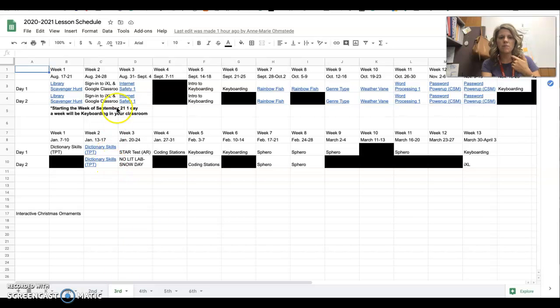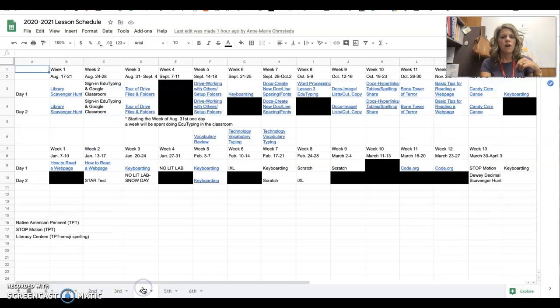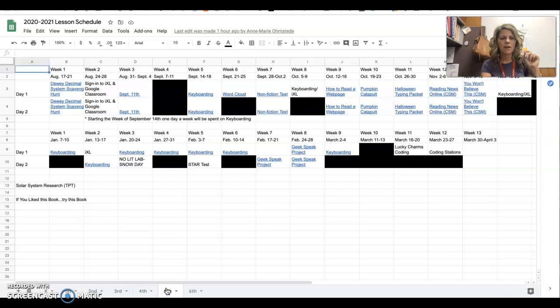So for third grade, it's the week of September 21st. One day I'll be in the library. Your second day is keyboarding in your own room. Fourth grade is starting with the week of August 31st. One day in the library, one day in your classroom, and then fifth grade with keyboarding is starting the week of September 14th. So hopefully that helps clarify those questions.